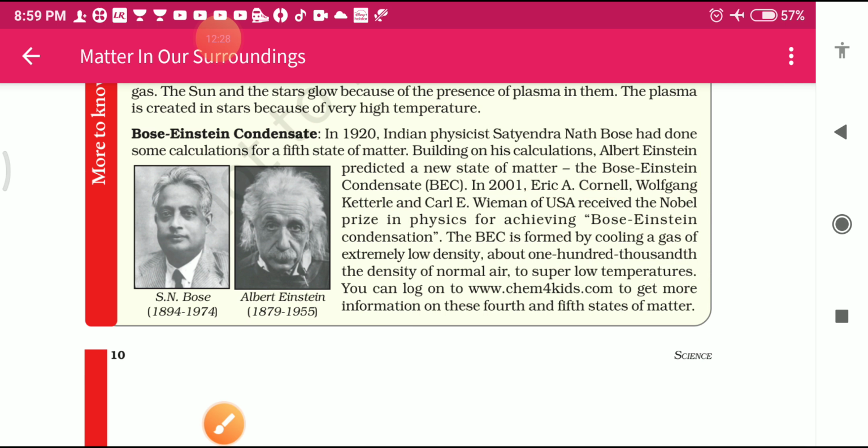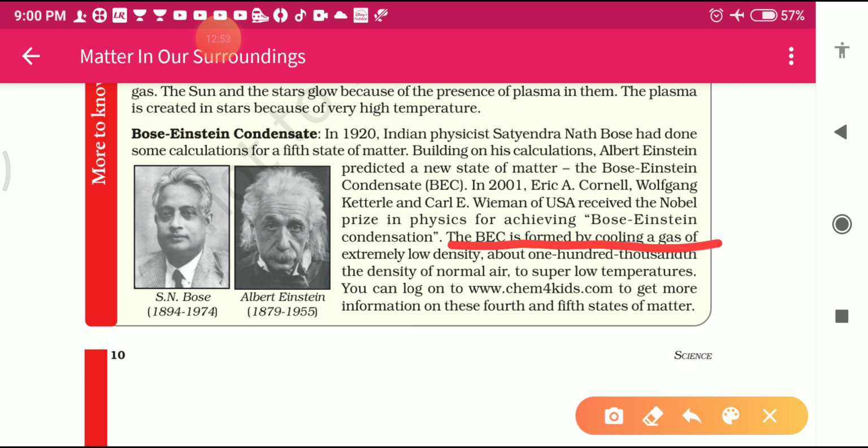In the word condensate, students, keep one thing in mind: condensate means condensation. BEC is formed by cooling a gas of extremely low density. What is the BEC? The Bose-Einstein condensate is formed by cooling a gas of extremely low density. That is called the fifth state of matter, the Bose-Einstein condensate.